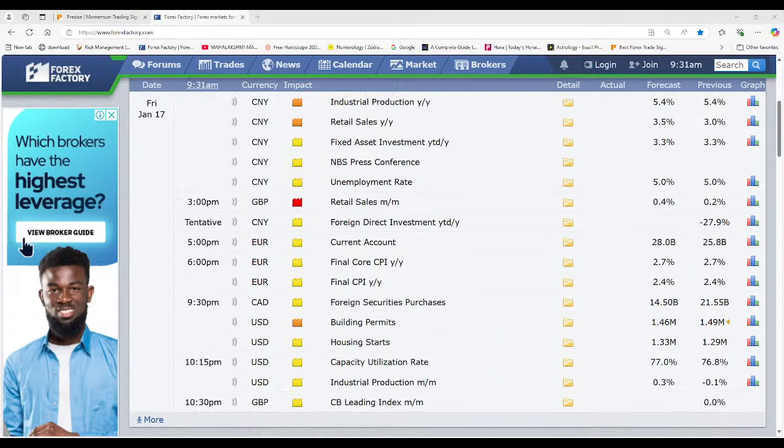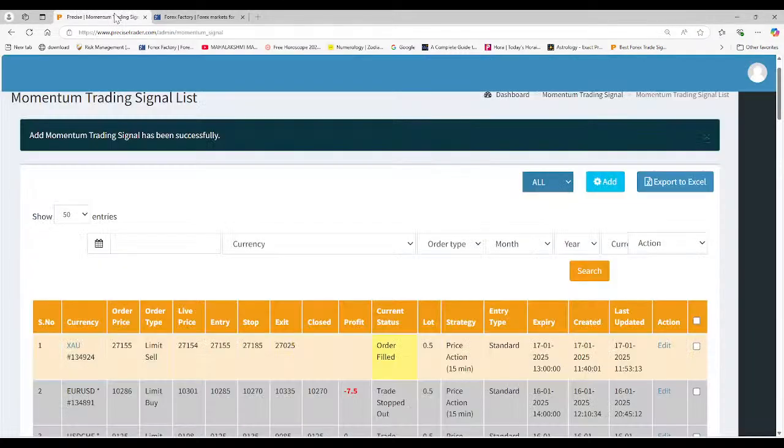Then tonight at 21:30 we have building permits, that is from the US, and we don't have any other data that is going to be out. So most likely tonight is going to be a range trading, unless the price breaks out from certain levels, then we may get a big movement. Otherwise, this is going to be a range trading. So let's move on to our analysis.